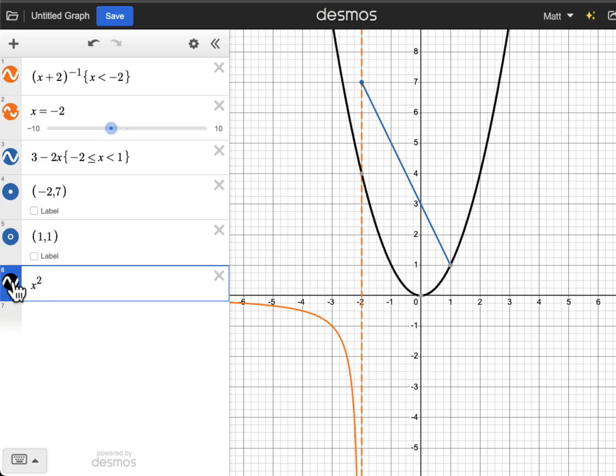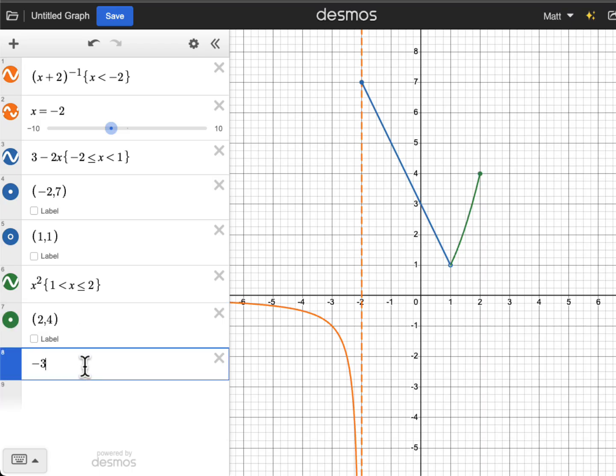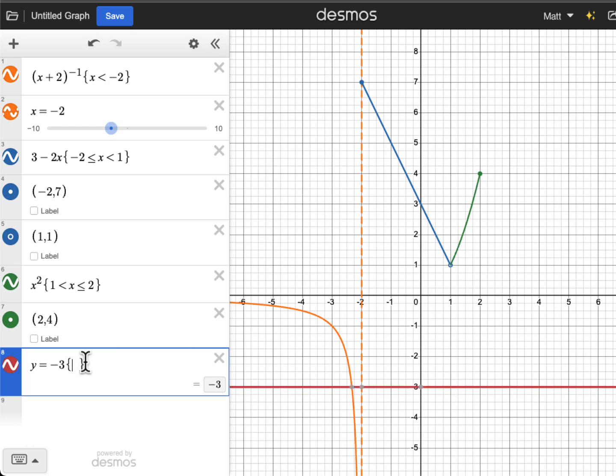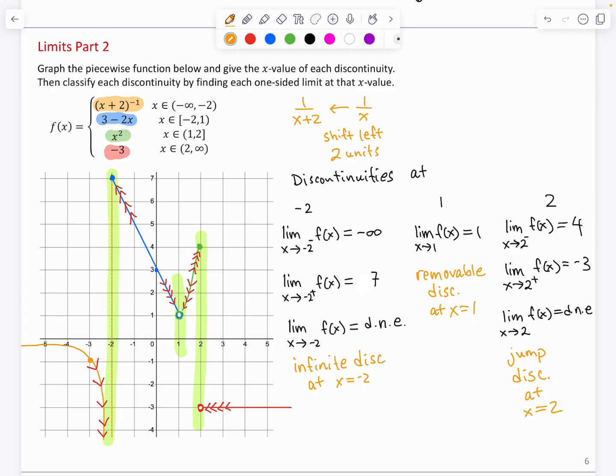Now we'll graph the third piece and make it green, x squared. Next to that, curly brackets, and then say x is greater than 1, but still less than or equal to 2. I already have a hollow point at (1, 1), so I'll just make a solid point at (2, 4) and make it green. And then the final piece is just negative 3. I may have to say y equals negative 3 to see it. Make it red, curly brackets next to that, and say x is more than 2. And then let's put a hollow red point at (2, -3). And here we have Desmos graphing our piecewise function. All right, this concludes our second part of a 3-part series on limits.